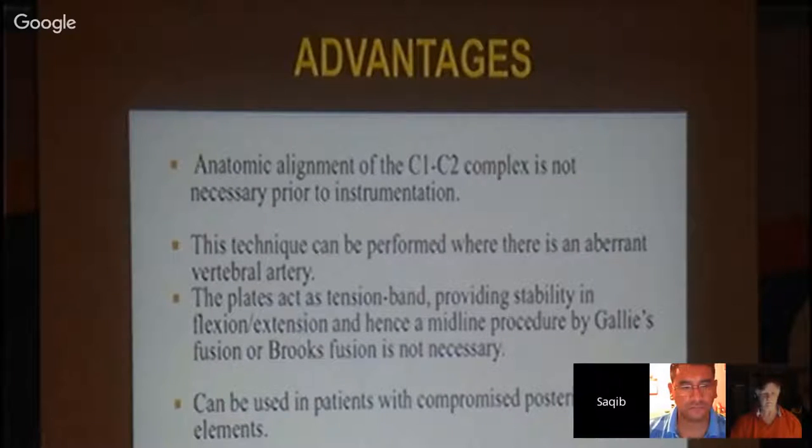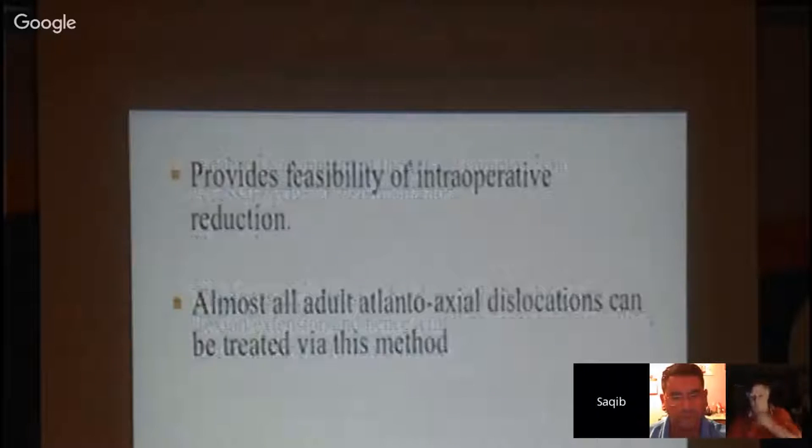You can reduce, even with compromised posterior elements, you can put these screws. They're easier to place. It hardly takes an hour and a half. It's nothing major. As long as you know what you're doing and you're careful with your handling of instruments, I think it's an easy procedure and it can be done quite easily. And obviously, as I said, it provides feasibility of intraoperative reduction, and almost all atlantoaxial dislocations can be treated by this method.